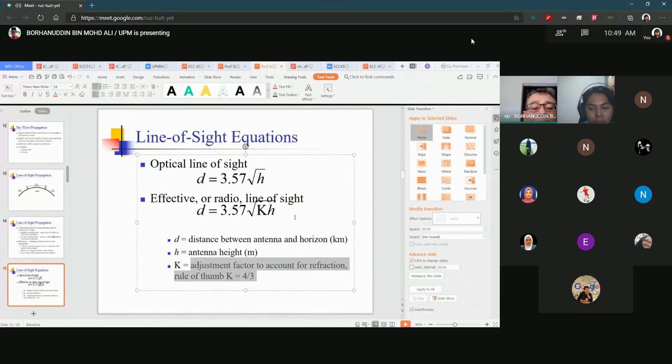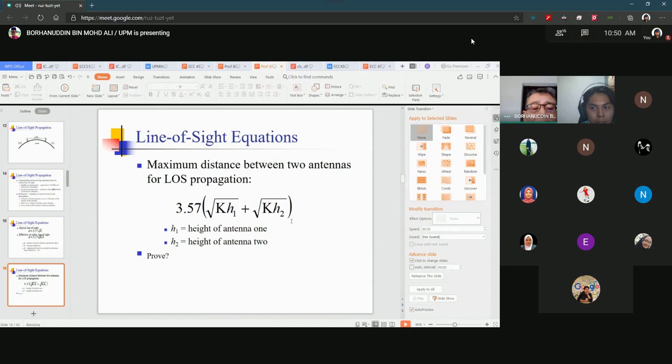In those days, long distance communication was through microwave links. Every 30 kilometers, they had to have a microwave tower as a repeater. They receive a signal and then retransmit to the other end. So the maximum distance between two antennas for line of sight propagation is therefore equal to 3.57 times root of kh1 plus root of kh2, where h1 and h2 are the heights of the antennas, if there are two antennas.